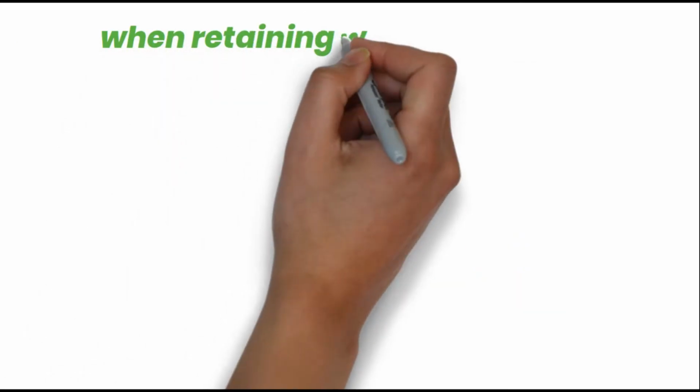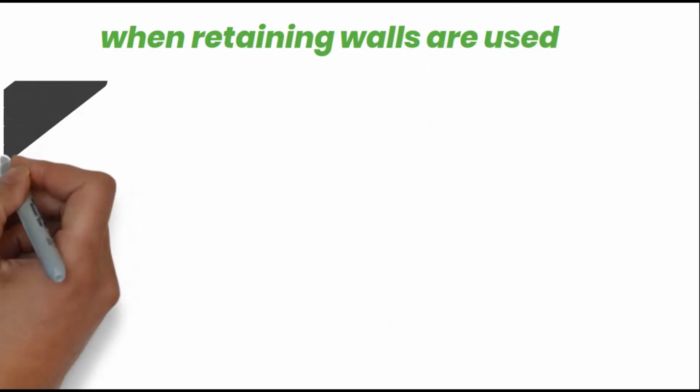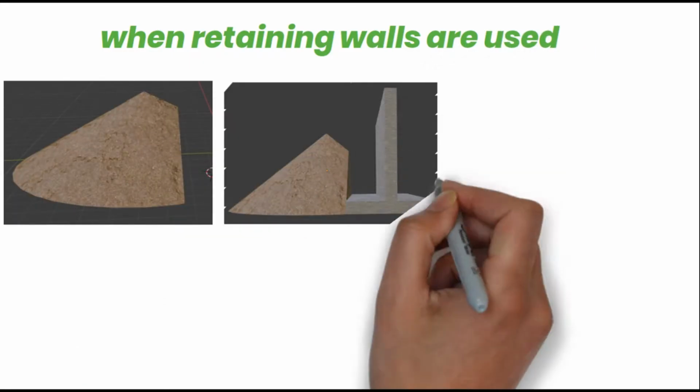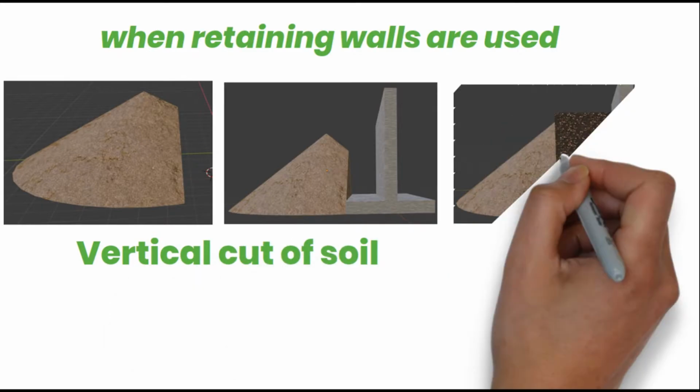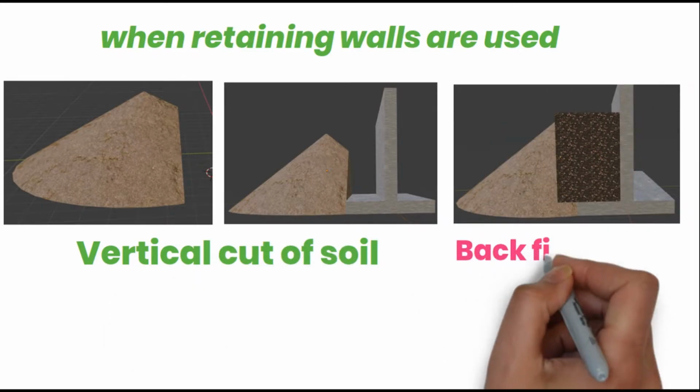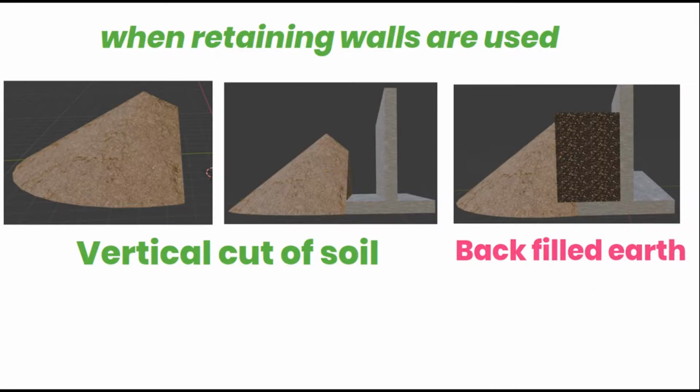Why and when are retaining walls used? This is a typical section of a heap of soil, and when there is a vertical cut, retaining walls will be placed like this and backfilling will be done as per this drawing.